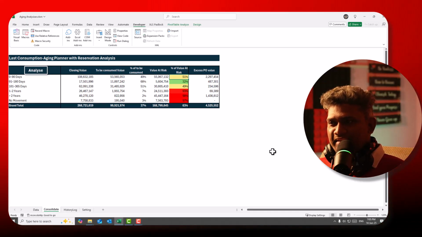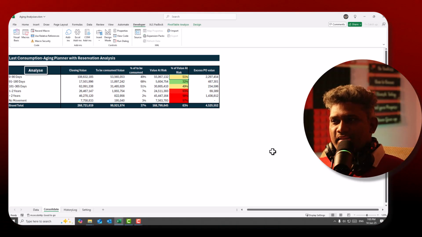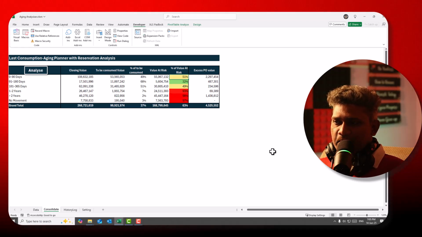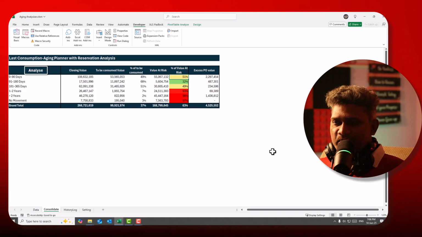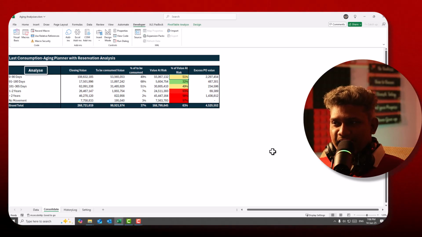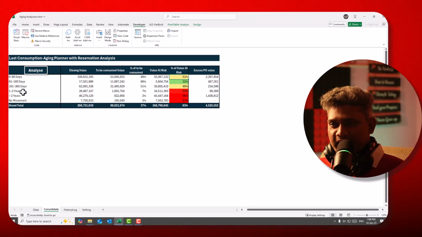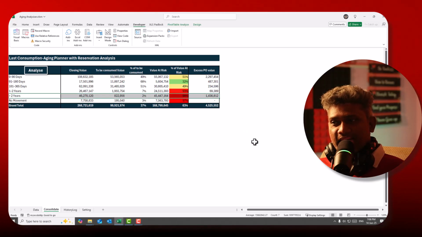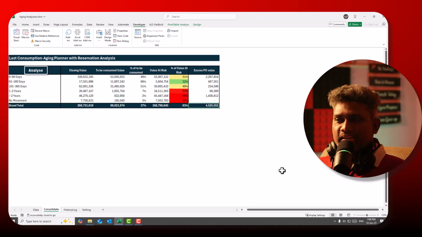Another surprise is that they still made excess POs of 22 lakhs for the 0 to 90 days bucket, and 4 lakhs 87,000 for the 91 to 180 days bucket. Another big surprise is that for greater than 2 years, they made 14 lakhs. That means again they are going to add 45 lakhs worth.